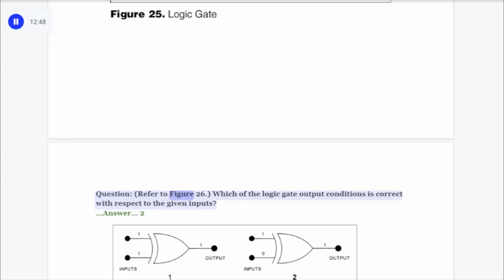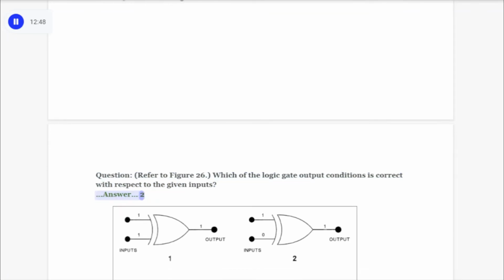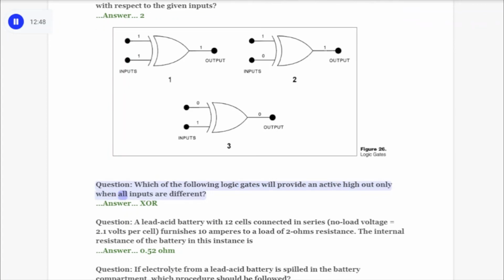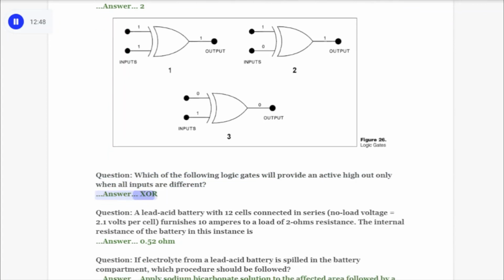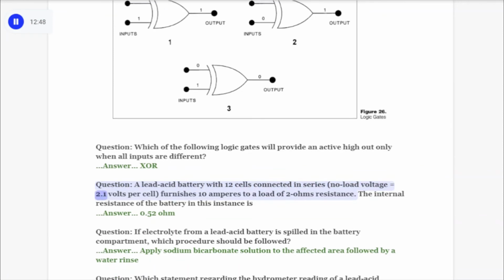Question. Refer to Figure 26. Which of the logic gate output conditions is correct with respect to the given inputs? Answer. 2. Question. Which of the following logic gates will provide an active high out only when all inputs are different? Answer. XOR.